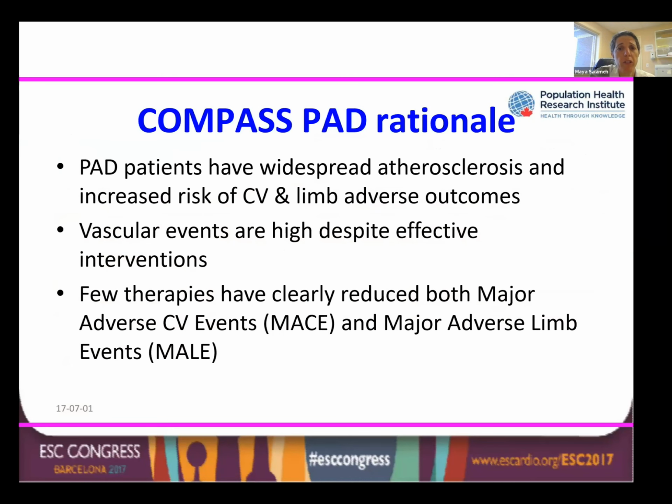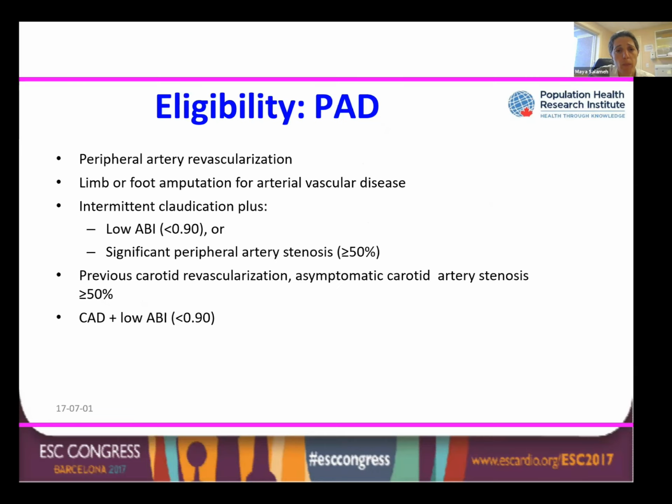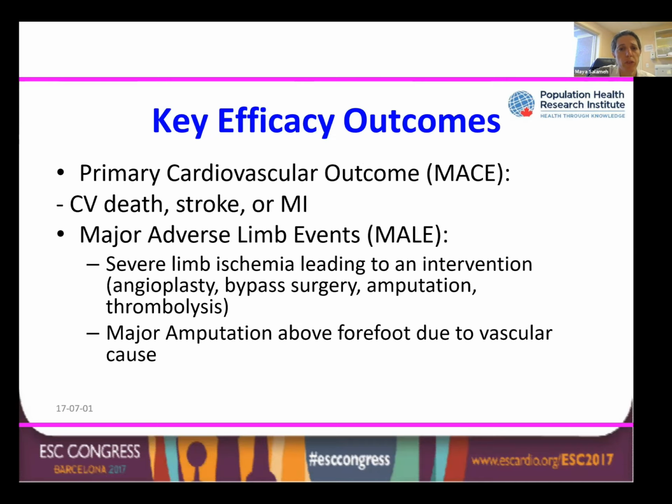Now, the COMPASS PAD trial was also based on this rationale that PAD patients are at very high risk for both adverse cardiovascular and adverse limb outcomes. And actually, few therapies that we have clearly reduce both cardiovascular events and major adverse limb events. So this was something they really wanted to look at in COMPASS. PAD patients included in the trial had to either have had prior revascularization or have intermittent claudication with documented low ABI. Interestingly, they also included some patients with carotid disease under the PAD arm of the study.